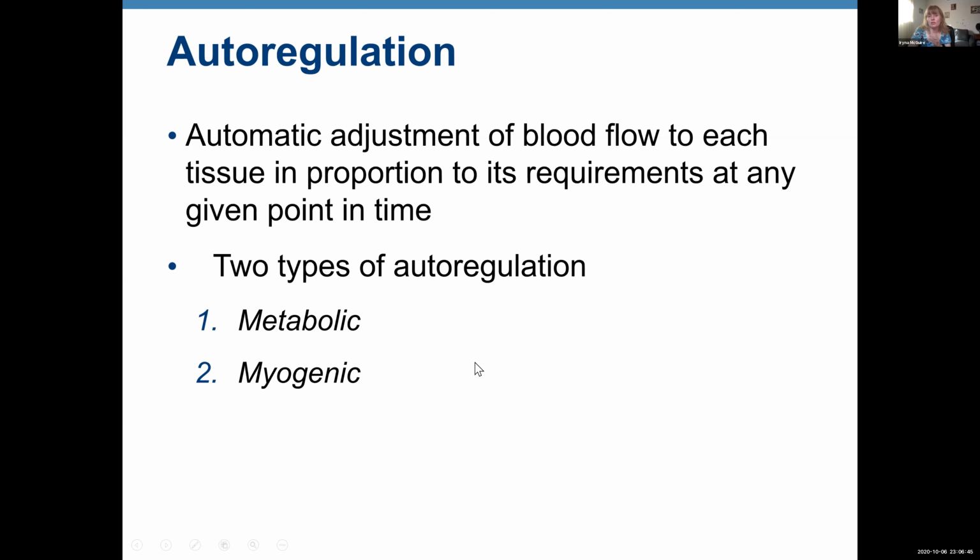That's what autoregulation does. It's the automatic adjustment of blood flow to each tissue in proportion to its requirement at any given point in time, right? And there are two types of autoregulation, metabolic and myogenic.